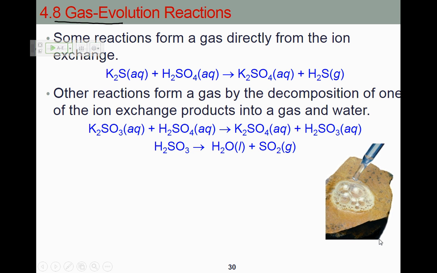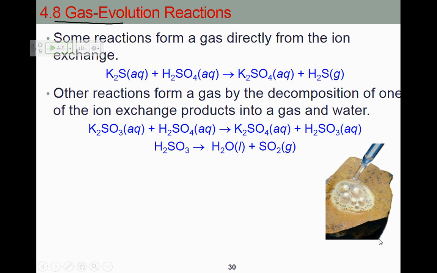So other reactions don't directly form gas, but instead they decompose to form a gas. So for example, if we mix K2SO3 and our sulfuric acid, we get this K2SO4 aqueous and H2SO3 aqueous. But in the presence of water, H2SO3 will degrade to form water and SO2 gas. So that is still a gas-producing reaction, and that happens, you can't really stop it. Once you form that H2SO3, it's going to decompose to form water and gas.